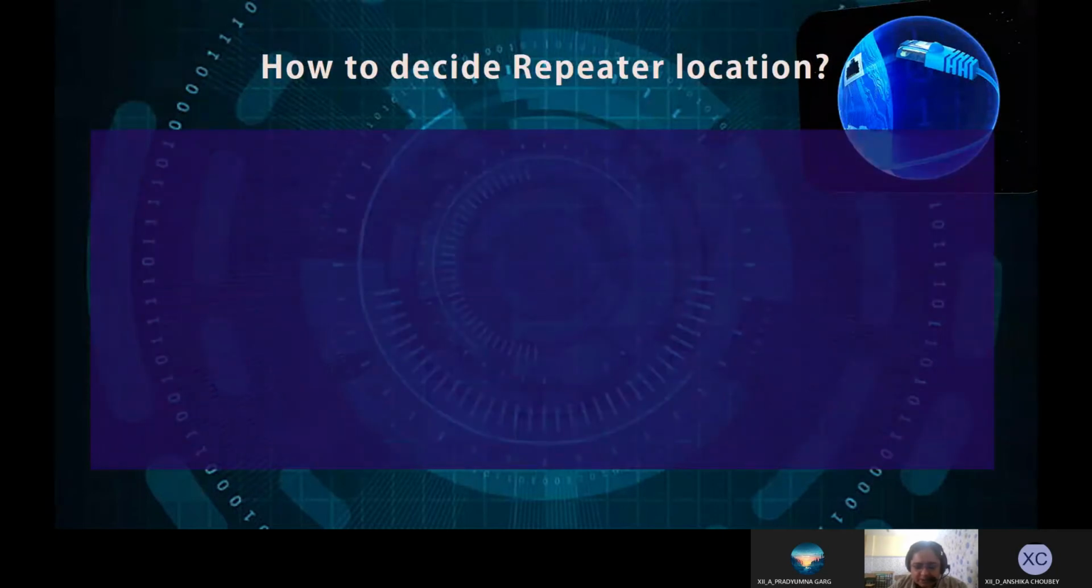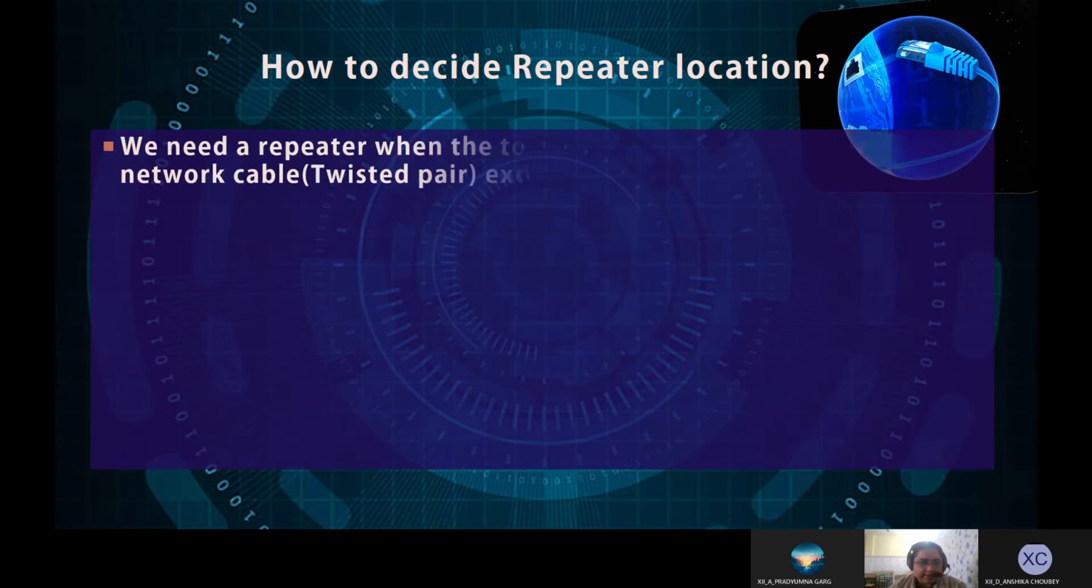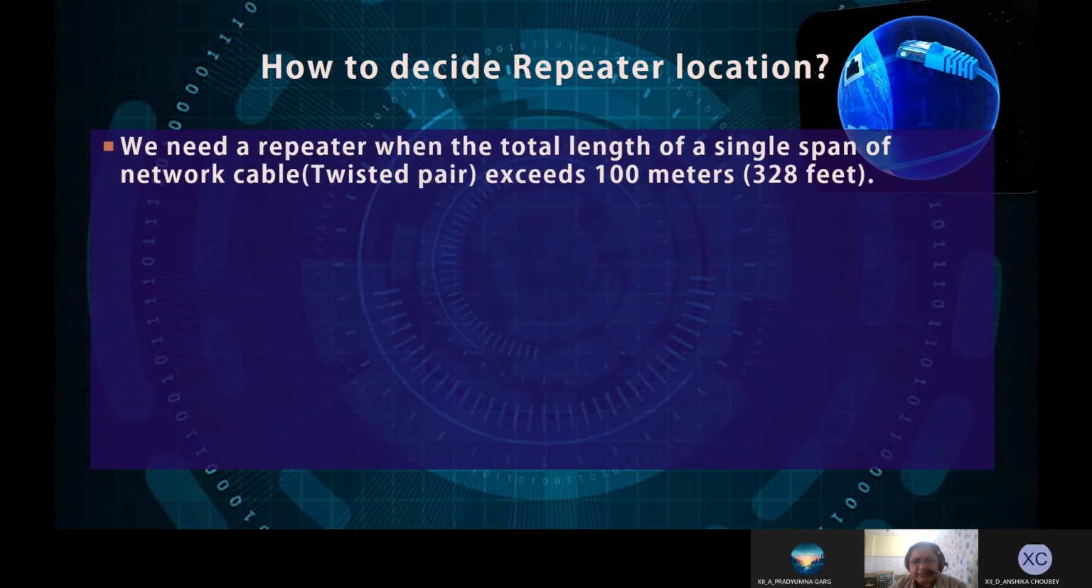I want you to take down these points right now, because you will be needing them in all the case study questions we will be doing. The very first point is, we need a repeater when the total length of a single span of twisted pair cable exceeds 100 meters.